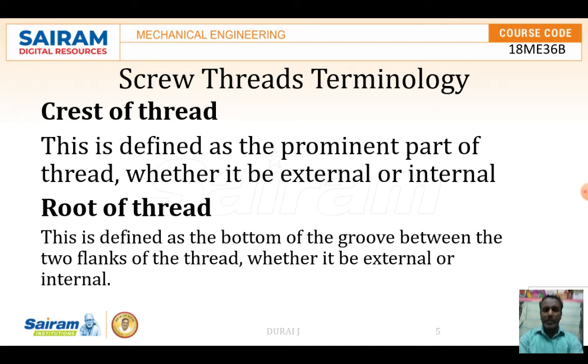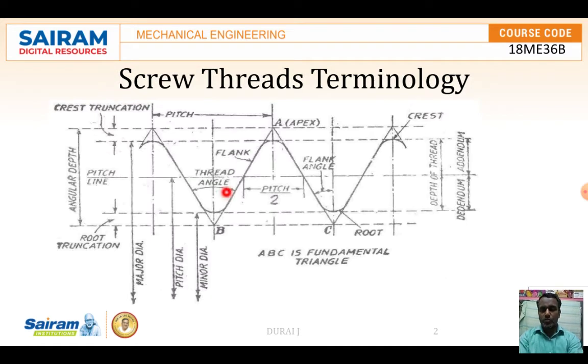Normally, the topmost portion is called the crest, and the bottommost portion is called the root. Like this way we can define. The outer edge is the crest, and the inner edge is called the root. Also, the axis of the thread is coming over here, and that will be the imaginary one.